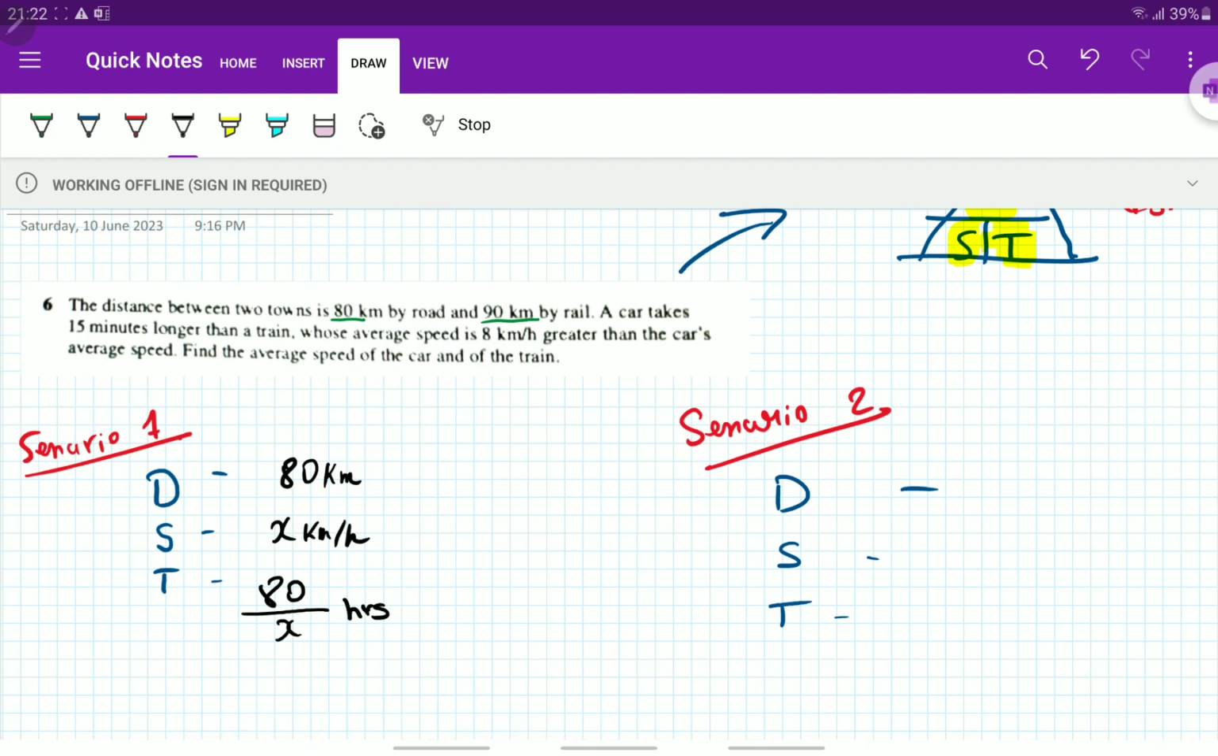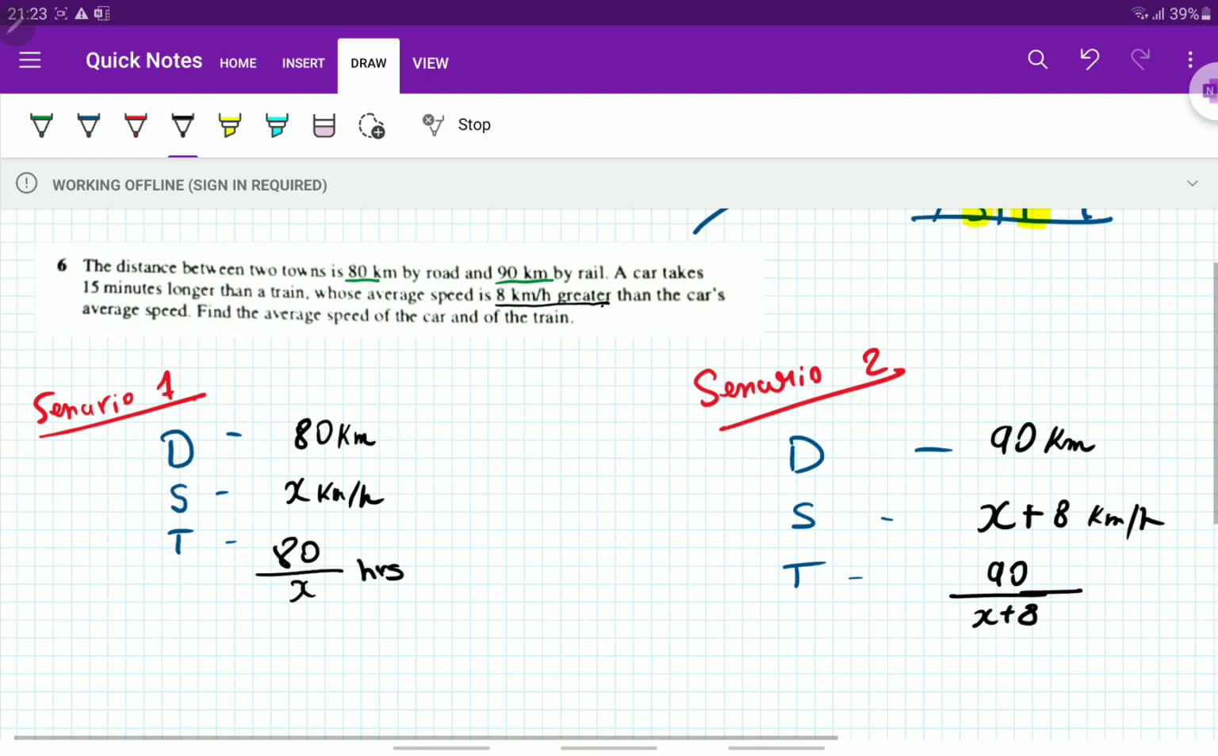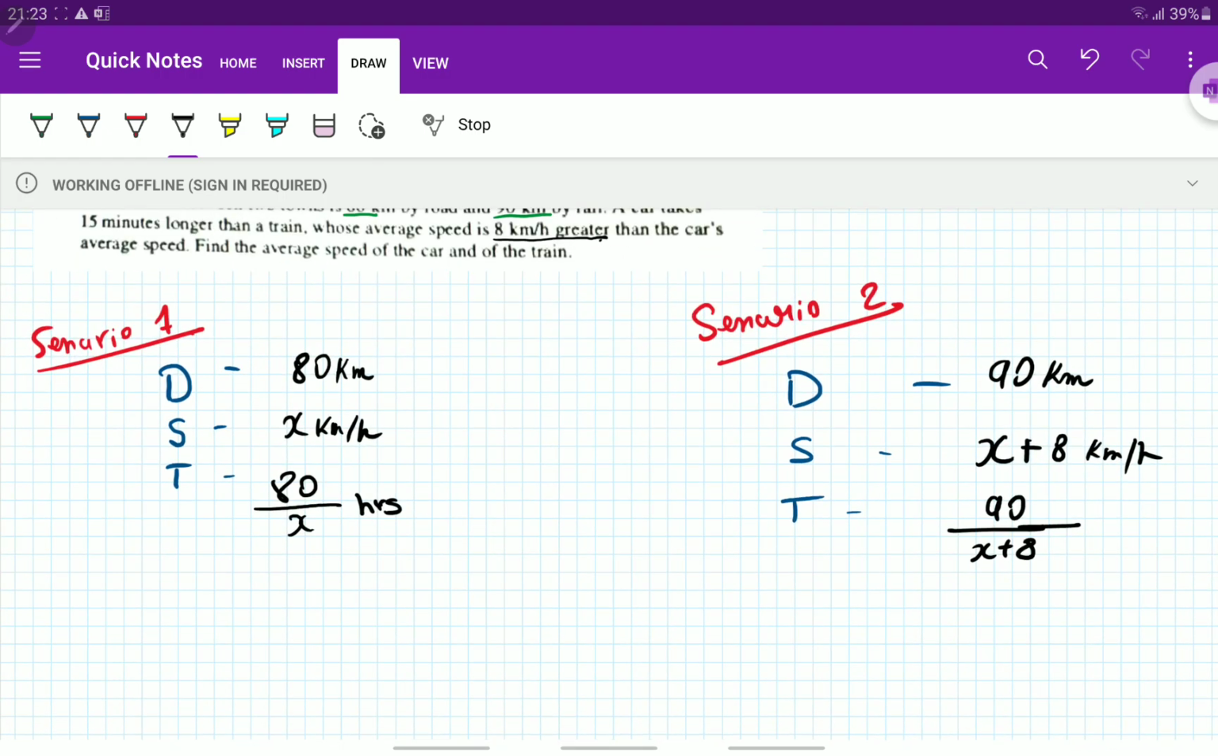Now let's do the same with scenario 2. Our distance we know is 90 kilometers. Then the speed: they're saying the average speed is 8 kilometers per hour greater than the car's. So if the car's speed is x, it's x plus 8 kilometers per hour. Then our time would be 90 over x plus 8. Right, so now let's dig into this problem.